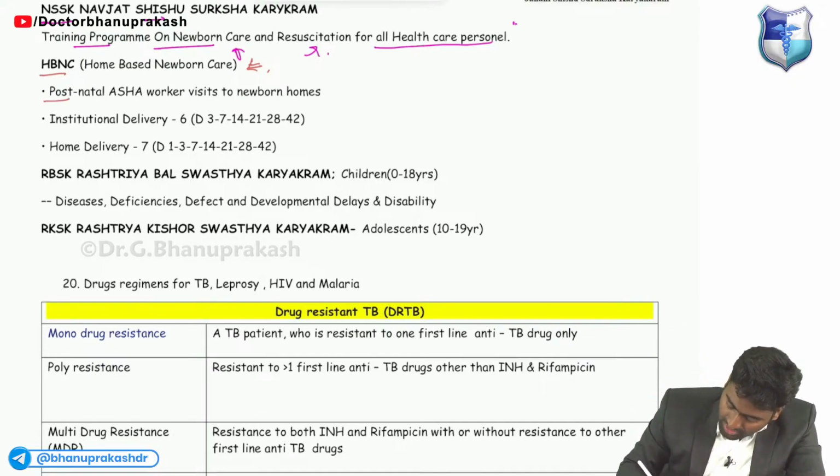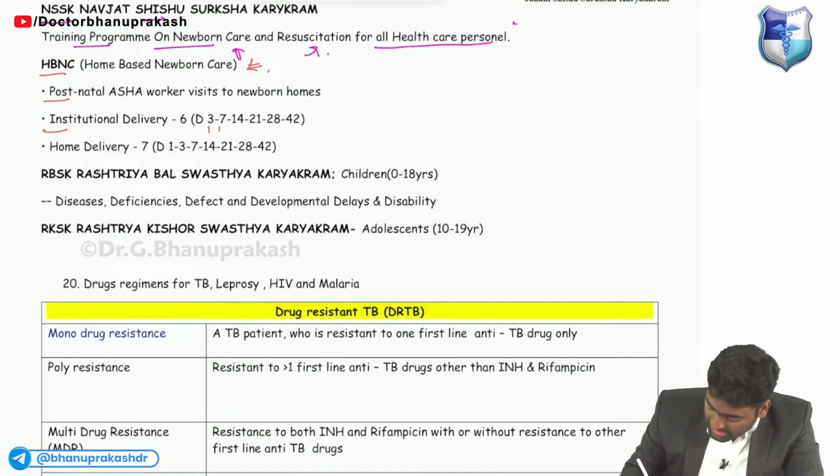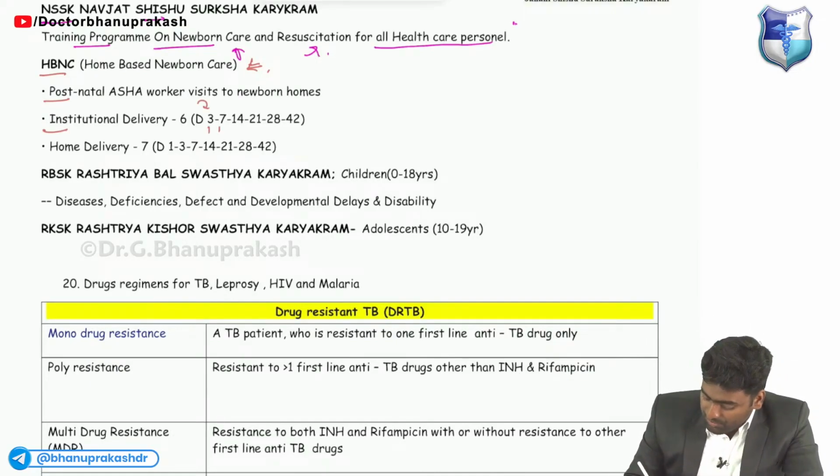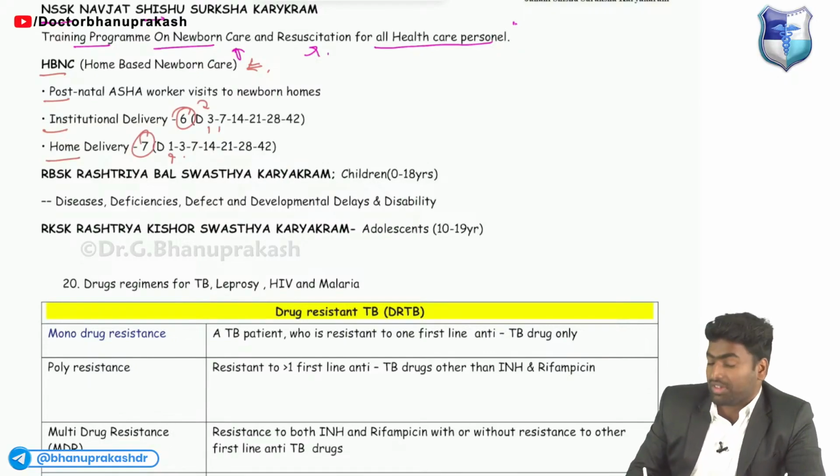So in the case of institutional delivery, the ASHA will go on day 3 and 7, because they will be released on the second day. So she will go on days 3, 7, 14, 21, 28, 42. It will be 6 visits. In home delivery, she will go on the first day also. Remember, first day also. Fine.